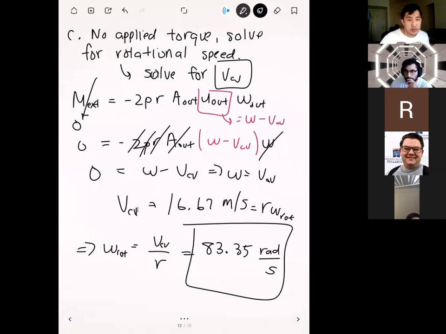All right. Any questions on the end of this example right here? Could you explain again why we canceled out our 2πρ radius and our area out? Sure. Yeah, so we cancel those out because we have a 0 on this left-hand side right here.